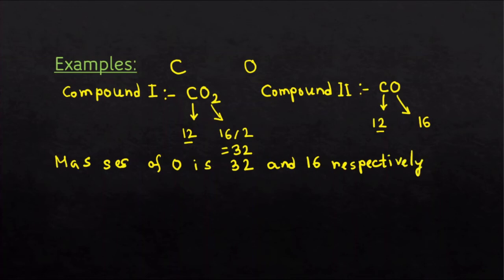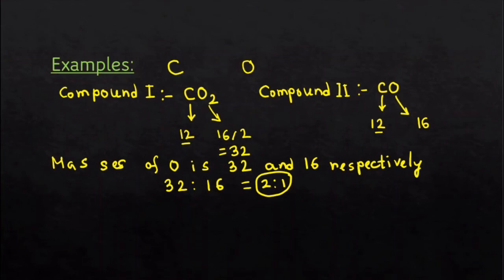Let's check the ratio of masses of oxygen in these two compounds. The ratio is 32 is to 16, which is reduced as 2 is to 1. So this is of course a small whole number ratio. That means these two examples follow the law of multiple proportions correctly. Let's check with another example.